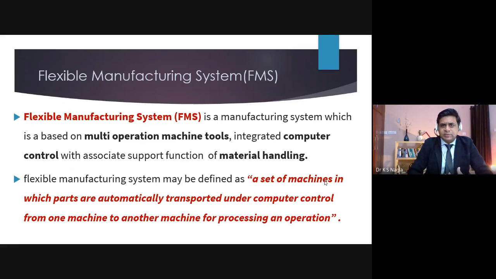A flexible manufacturing system is a manufacturing system based upon multi-operation machine tools, integrated computer control with associated support functions of material handling. You may also define it as a set of machines in which parts are automatically transported under computer control from one machine to another for processing and operation. There may be any number of operations in the manufacturing system.